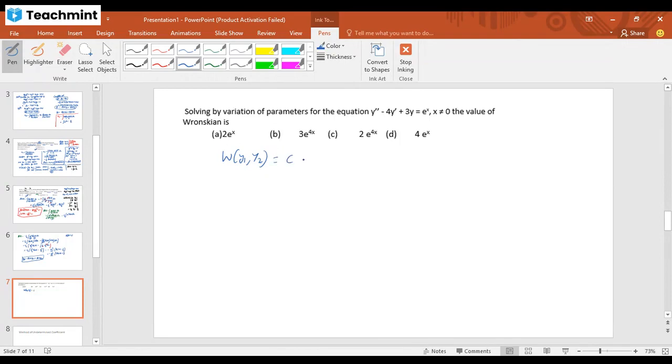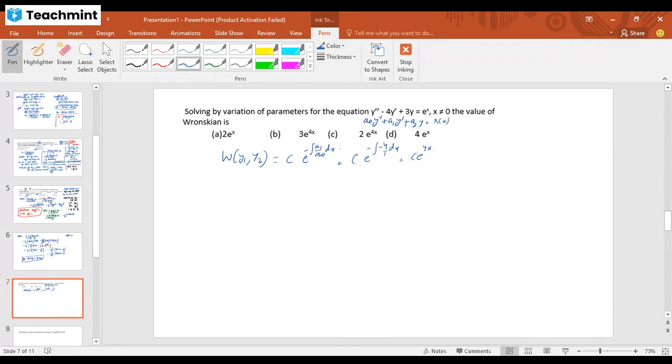It is c times e raised to the power minus a1 upon a naught dx. So what is a naught? A naught is the leading coefficient. A1 is the coefficient of y dash. Okay, so if we use here, then we get c times e power minus, what is a1? Minus 4 upon 1. So it is c times e power 4x.